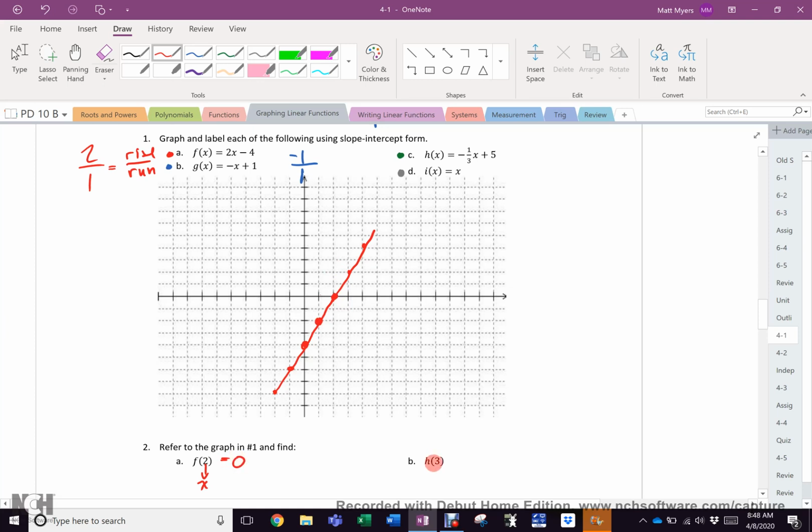Now, I want the h of 3. H was my green line. So I'm going to erase the red line. I'll put the green line back on. 1, 2, 3, 4, 5. Down 1, right 3. Down 1, right 3. H of 3. 1, 2, 3. There's my 3. Then I go up. Oh, and I find that it is 4.